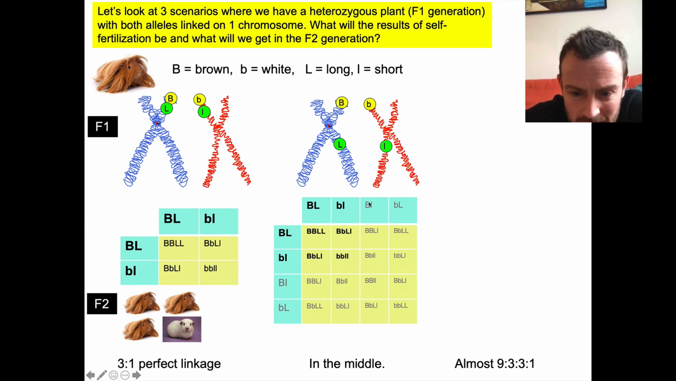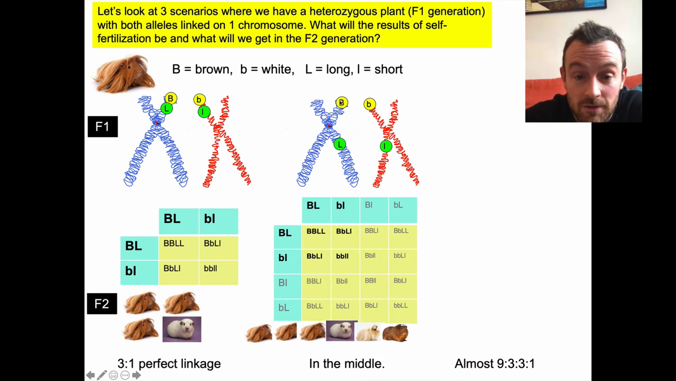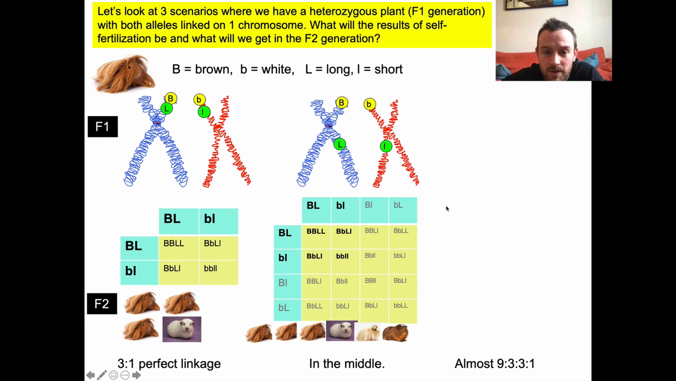So for example, this gamete here, big B, little l, how would that actually form? Well, that could only form if the big B here ends up on the same chromosome as the little l here by crossing over. So here we'd have a different ratio of phenotypes. We'd have the same phenotypes that we've got here, but we'd also have some new phenotypes. We'd also have white long hair, and brown short hair. And the ratio would not be 3 to 1, and it would also not be exactly 9 to 3 to 3 to 1, because these would still be more frequent.